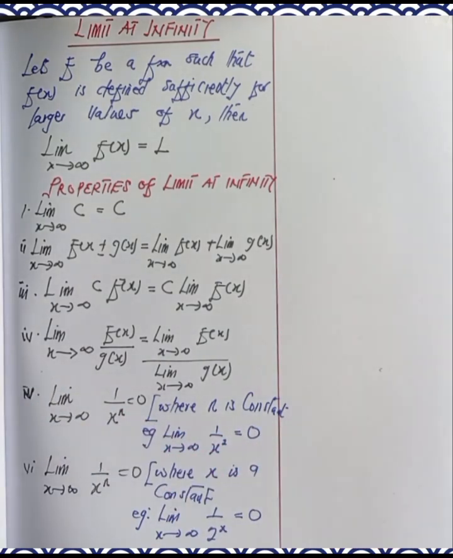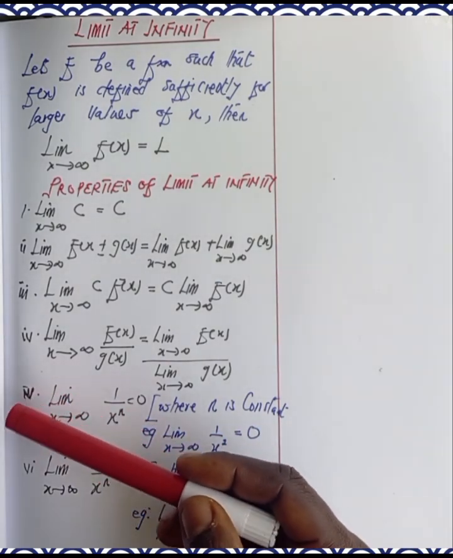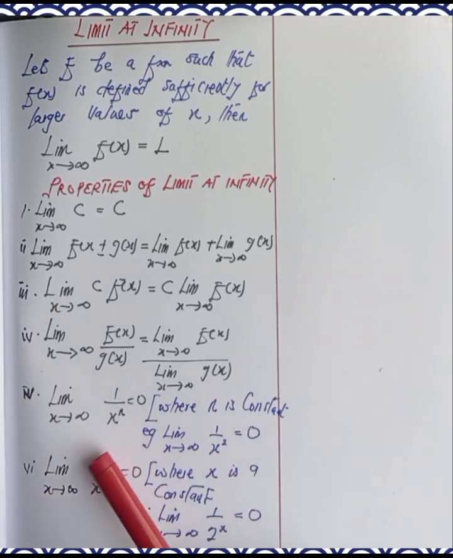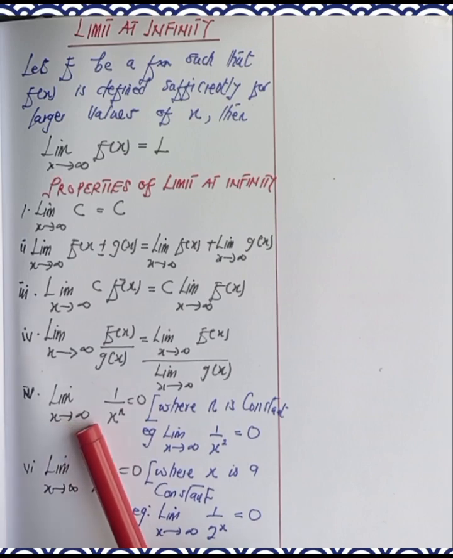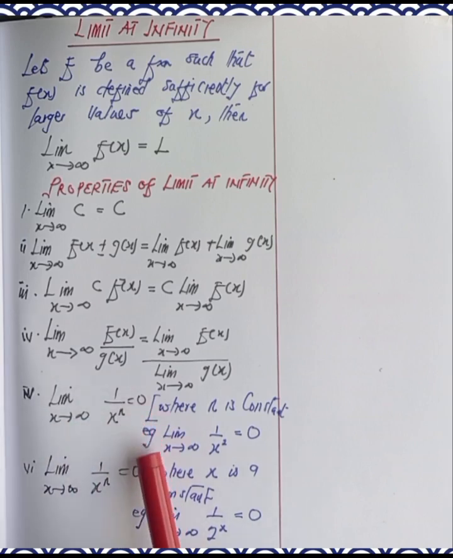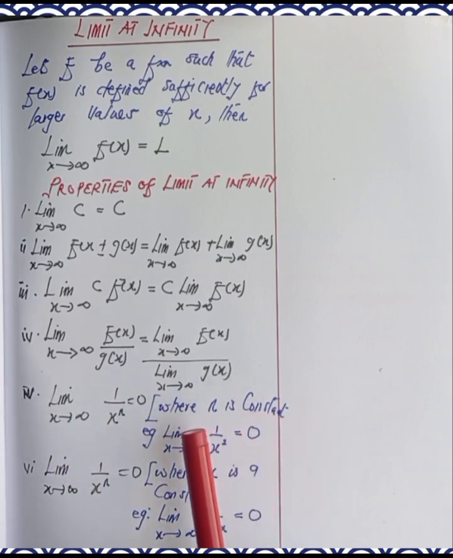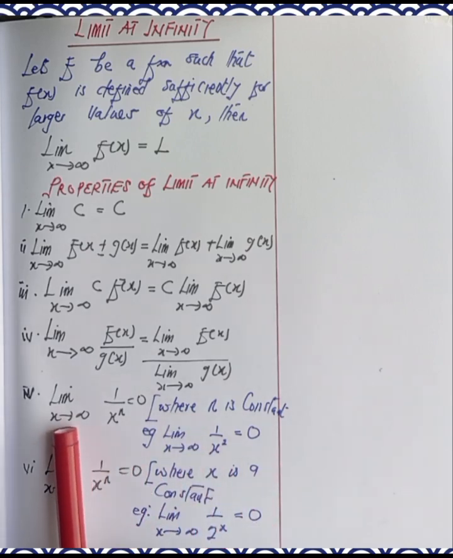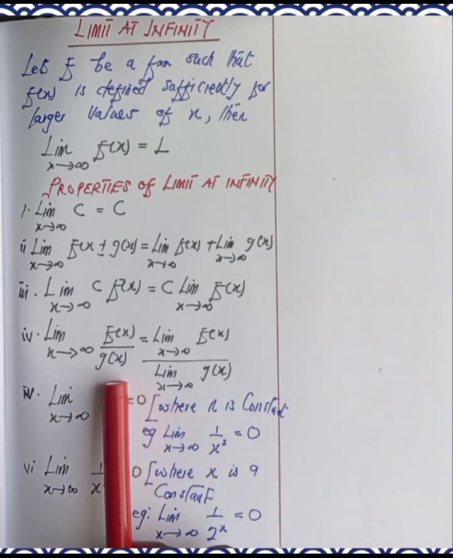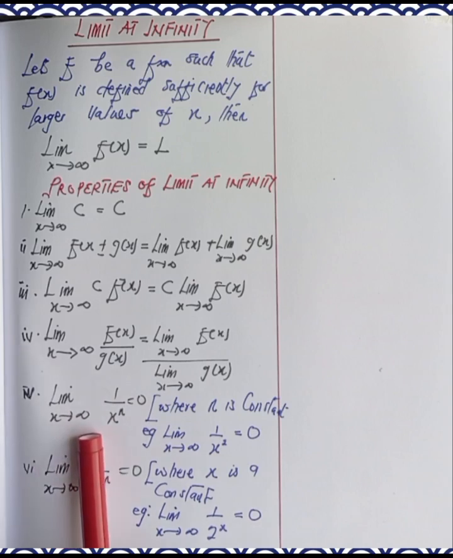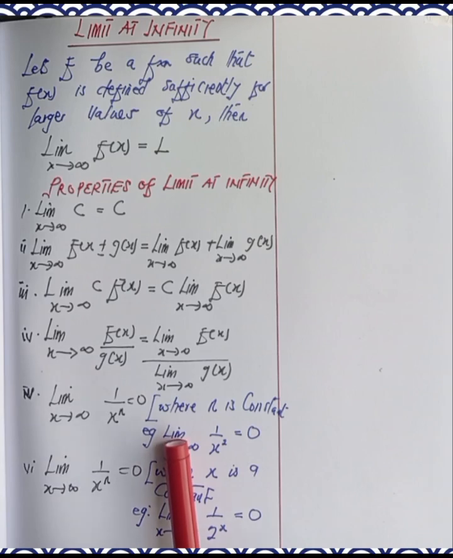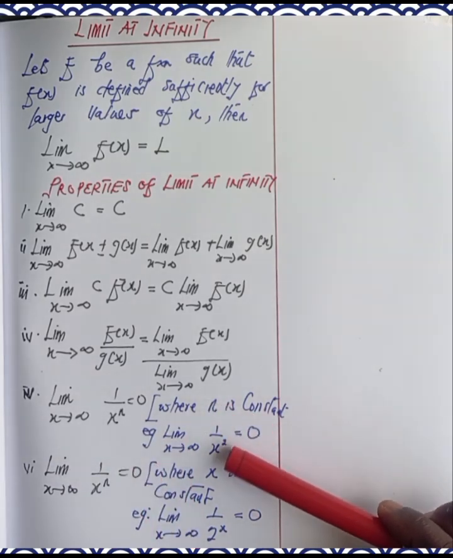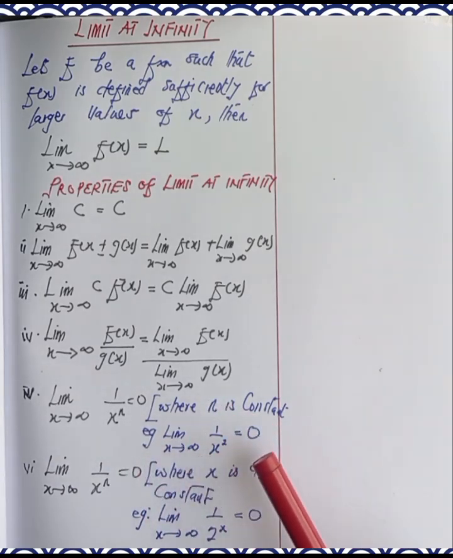Now what we have added is the 5 and then the 6, which says that the limit of 1 over x exponent n as x approaches infinity is equal to 0. The condition is where n is a constant. So it means that when you have this function as x approaches infinity, you are going to get 0. An example is the limit of 1 over x squared as x approaches infinity, which will give you 0.